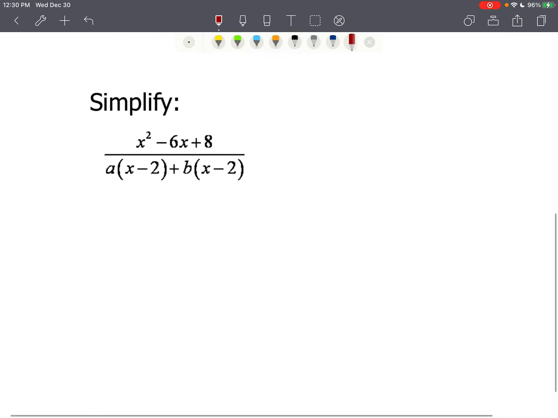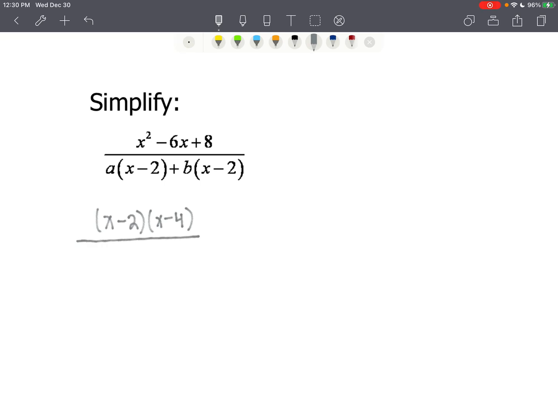And like I said, these just give us a lot of opportunity to practice our factoring skills. So we're going to start with factoring that numerator. The numerator is going to factor to be x minus 2, x minus 4. And the denominator, I have two terms. They both have an x minus 2 in common, so we factor that out, leaving us a plus b. The x minus 2's cancel. They become a factor of 1. So our answer is x minus 4 over a plus b.